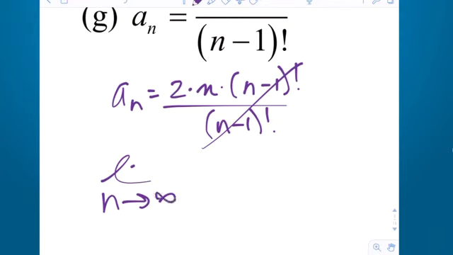2 times 1, 2 times 2, 2 times 3. This grows infinitely large, right? This diverges to infinity.